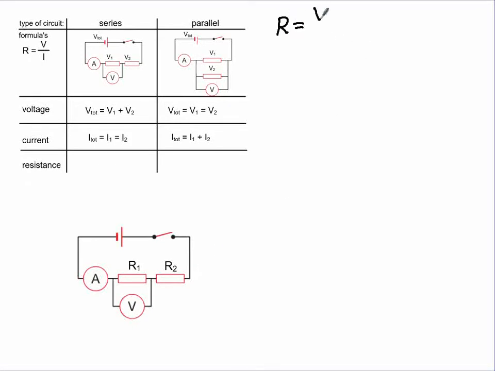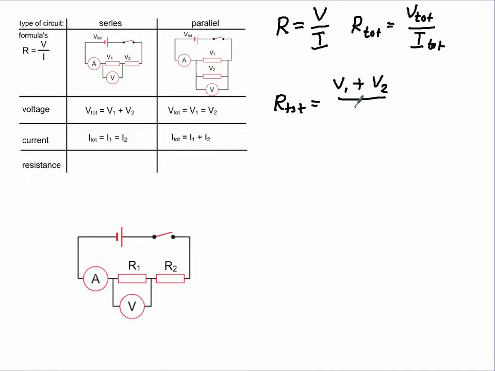Let's start by using this formula. We know that R total equals V total divided by I total. Total resistance, voltage and current. What do we know about the voltage? Well, the total voltage is just the sum of the two separate voltages. So V1 plus V2 divided by I total. We can separate this in V1 divided by I total plus V2 divided by I total.